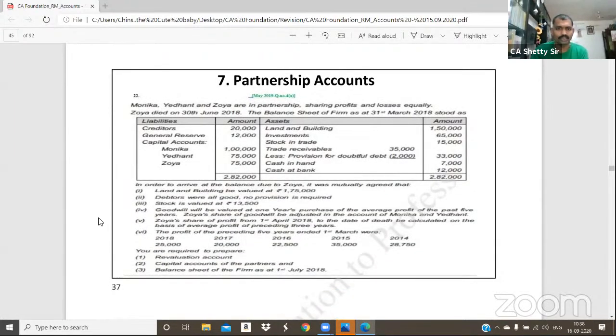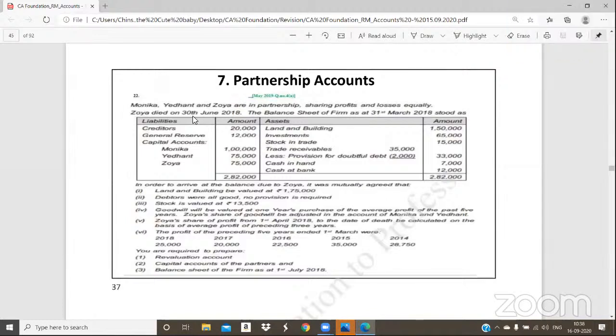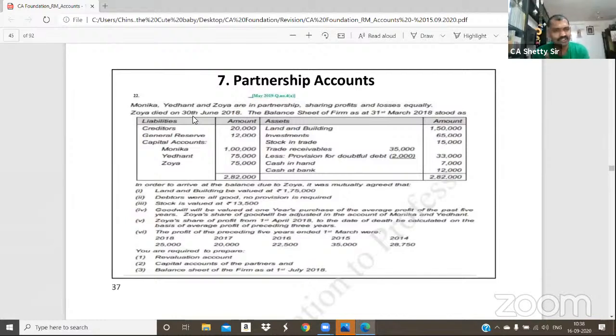This question is about the death of a partner. You can see, unfortunate. Partner dies on 30th June. Why is 30th June the death day? I don't know. But anyway, you can die on 25th June also. What is wrong? It keeps your accounts easy.